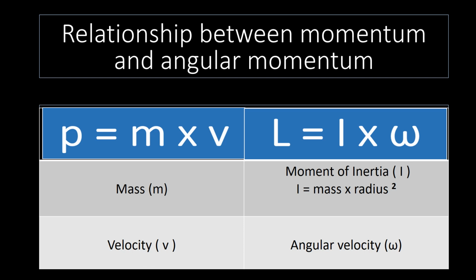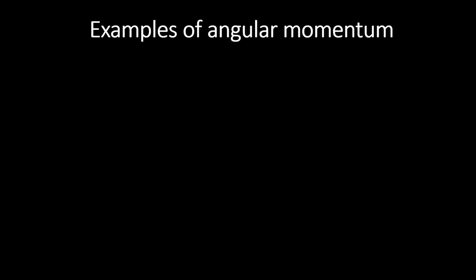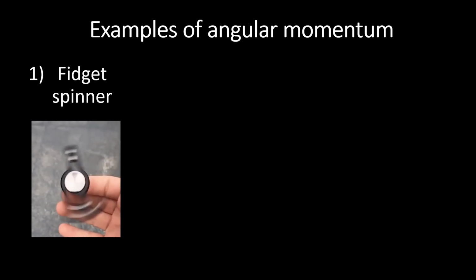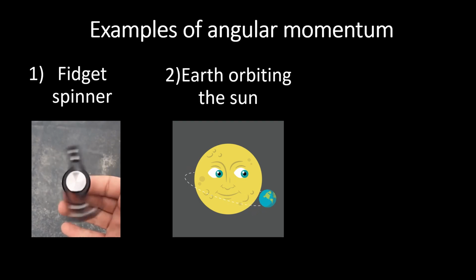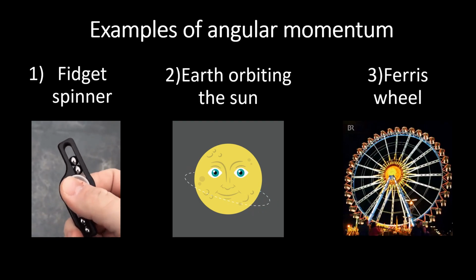Relationship between momentum and angular momentum. Examples of angular momentum: fidget spinner, Earth orbiting the Sun, and even a Ferris wheel.